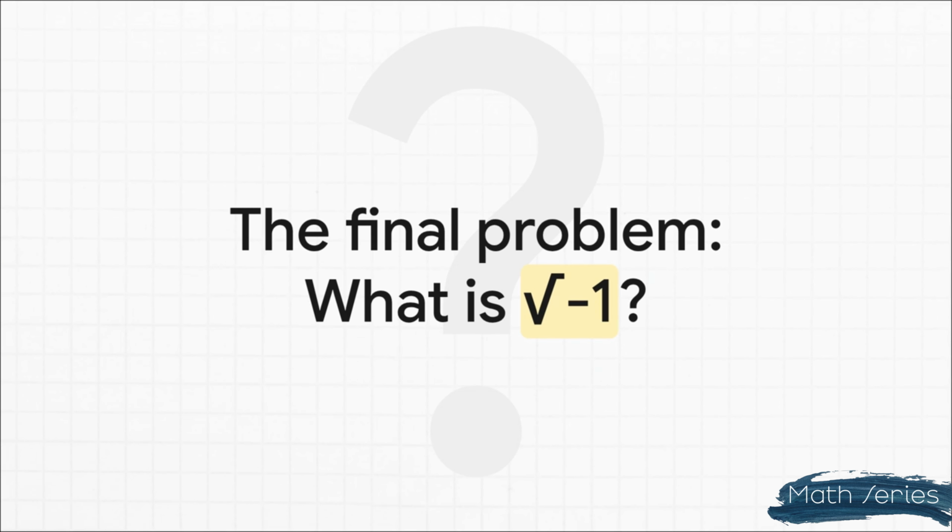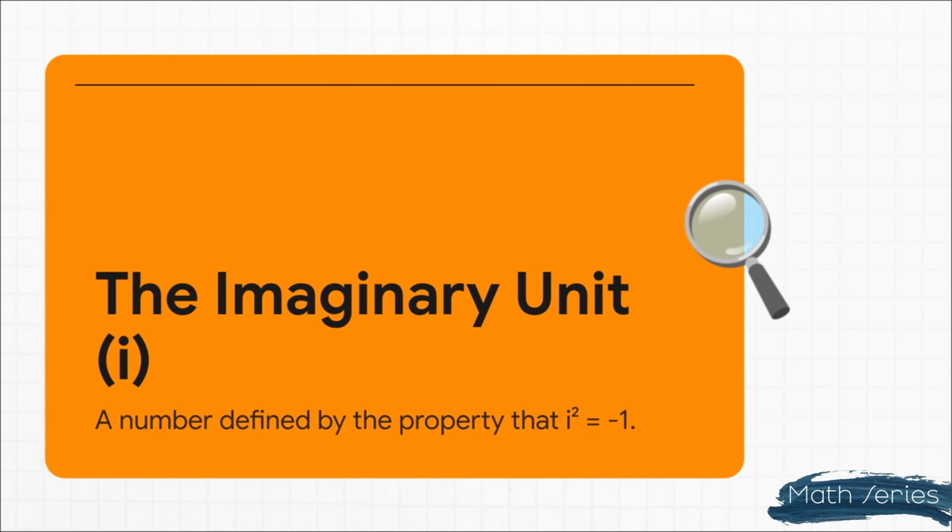Here's the problem. What is the square root of -1? I mean, think about it. A positive number times itself is positive, and a negative number times itself is also positive. So there is no real number out there that you can square to get a negative result. It seems impossible. And the solution that mathematicians came up with was just audacious. It was both incredibly simple and totally mind-bending. They basically just defined a solution into existence.